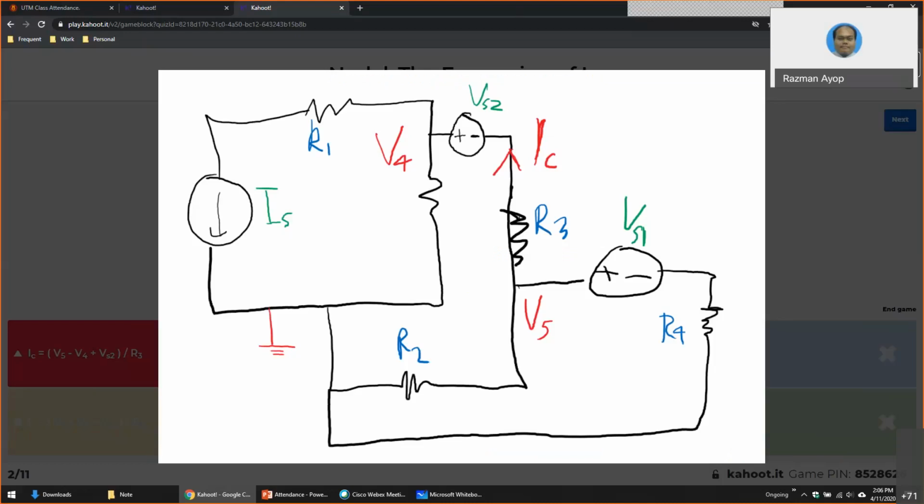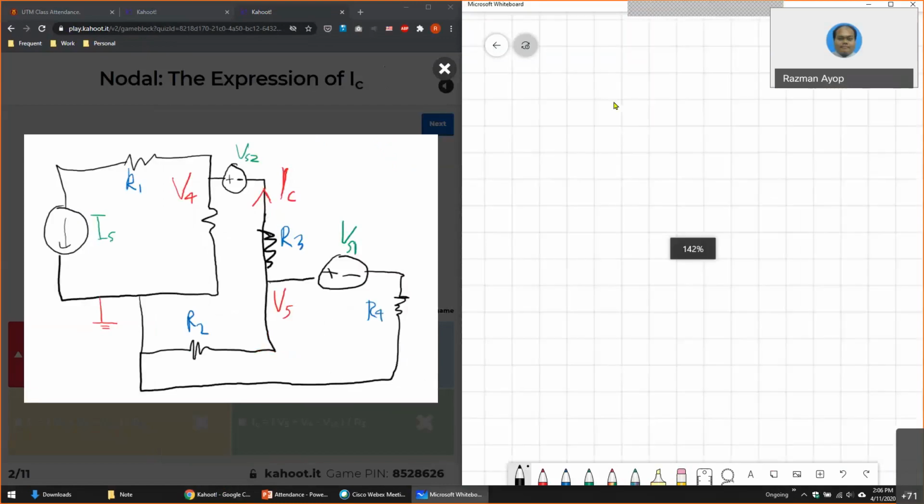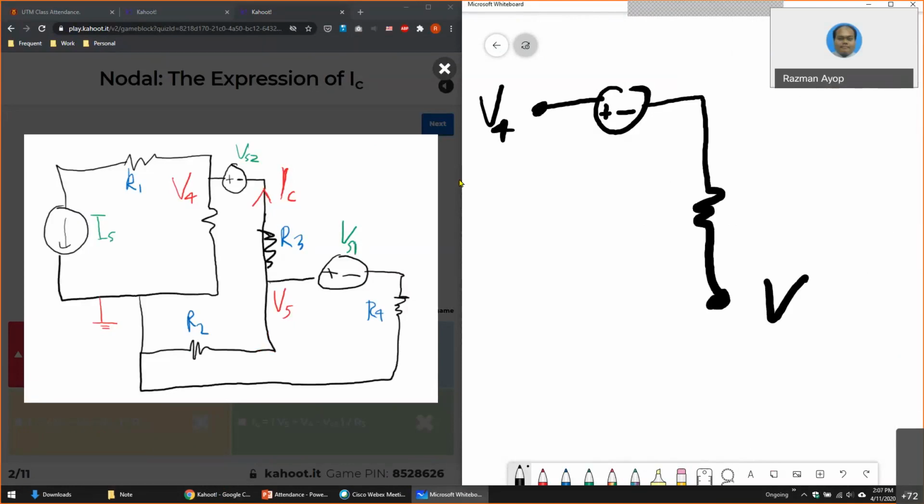Okay, so if you look here, this is V4. This one is plus minus. This one is V5. And the direction of current is here, IC. So this one is R3 and this one is VS2.